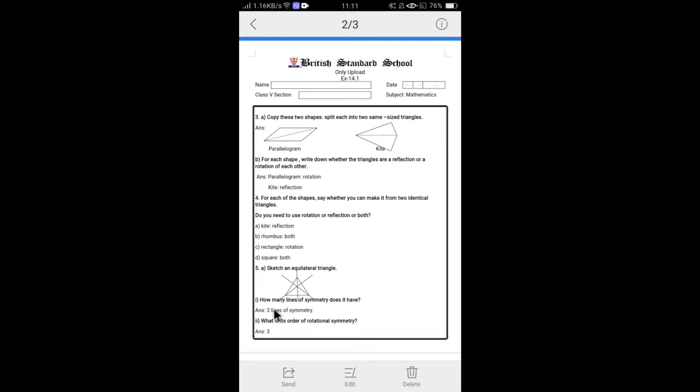Square, 4 sides, 4 lines of symmetry. Pentagon, 5 sides, 5 lines of symmetry. These are basic rules for our symmetry. What is the order of rotations?